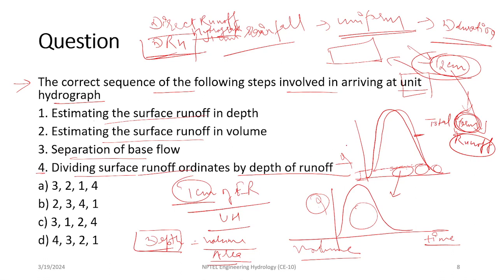Now the fourth step that is mentioned here: divide the surface runoff ordinates by the depth of runoff. Whatever the Q values we were getting, we have to divide this by the depth of the runoff. Okay, and then we will get the unit hydrograph. So here you will see this option A. Okay, 3, then 2, then 1. Actually this entire procedure you will understand better while we are solving the problem. We will go through some problems, then ultimately you will get what the procedure should be for this. Okay, I am moving ahead now.